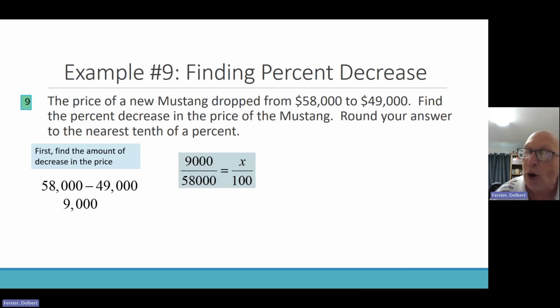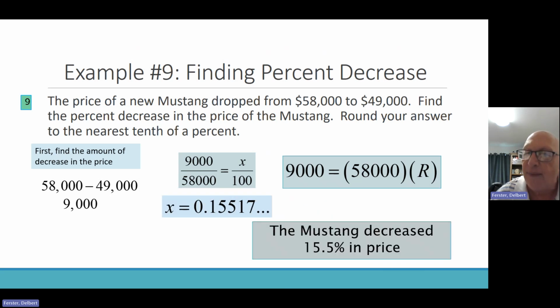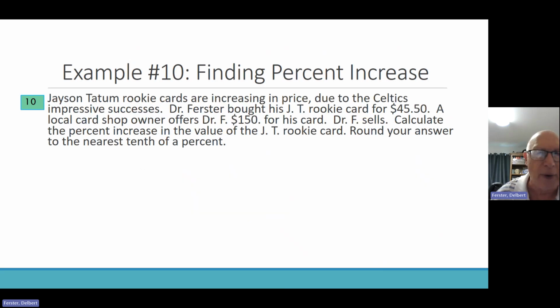All right, by proportion, you compare that 9 grand to the 58 grand because that's what it was before the change. You're solving for X. You're finding the percent change. If you like formulas, there it is by formula. The 9,000 represents the portion. The 58,000 represents the base. You're solving for R. Don't be scared of uglies. To the nearest tenth, 15.5% decrease in price. Whether it goes up or down, we don't care.